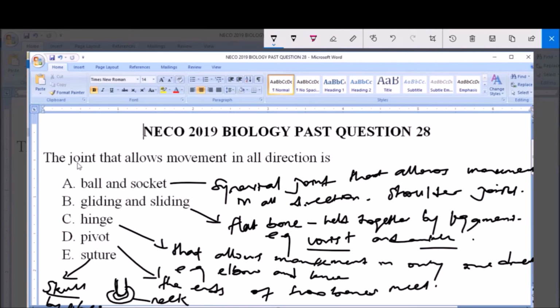Now the question says the joint that allows movement in all directions is A, ball and socket joint. Like I said, the ball and socket joint is a synovial joint that allows movement in all directions, and examples are the shoulder joint and the hip joint. So option A is the answer to this question.